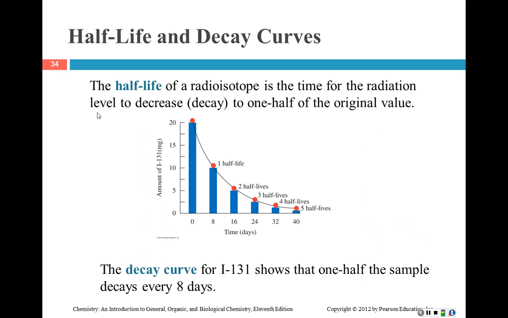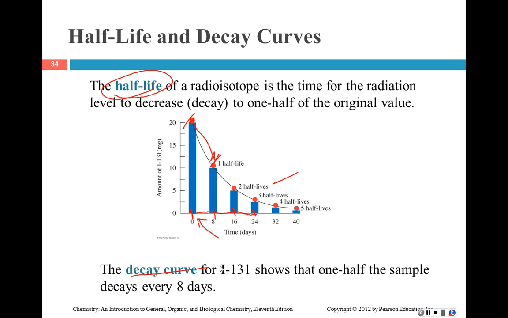So the half-life of a radioisotope is the time it takes for the level of radiation to decay to 1/2 of the original value. Okay? In the case you're looking at right here, we can tell that the half-life of this material is 8 days, because each time 8 days go by, it gets cut in half. And so we call that half-lives.